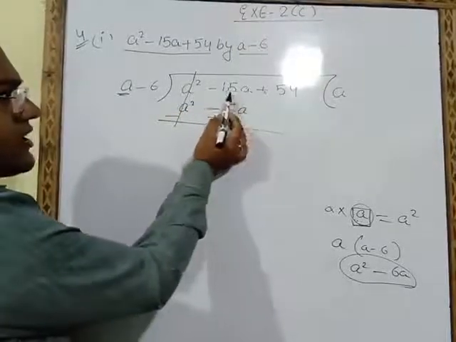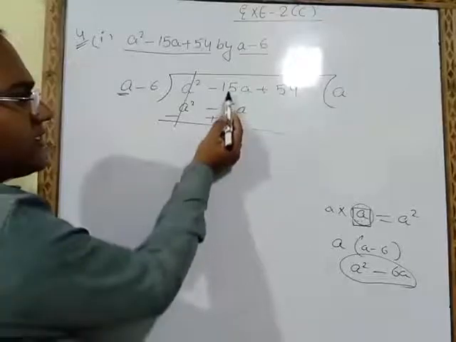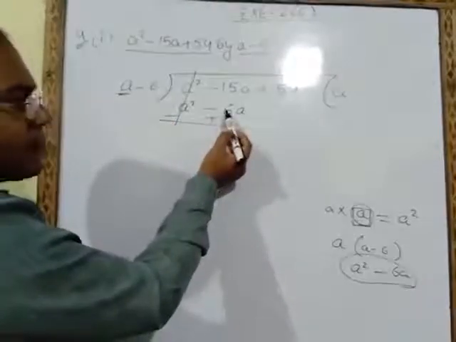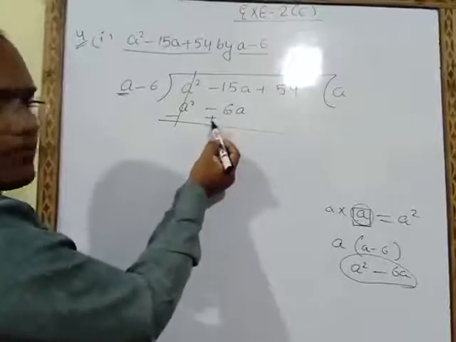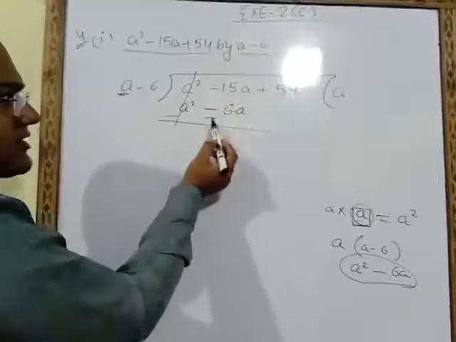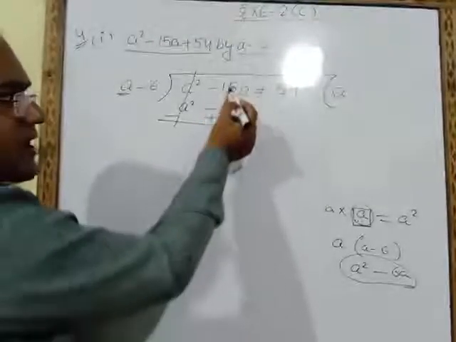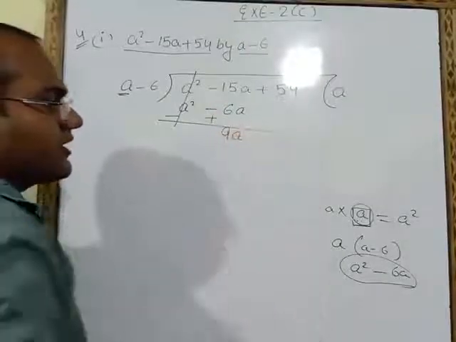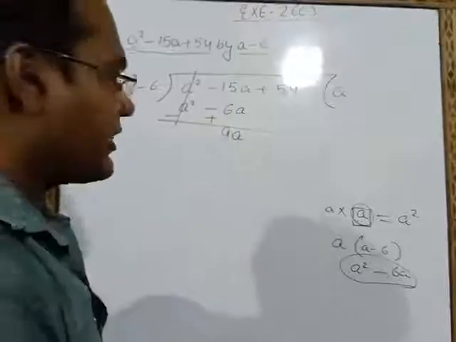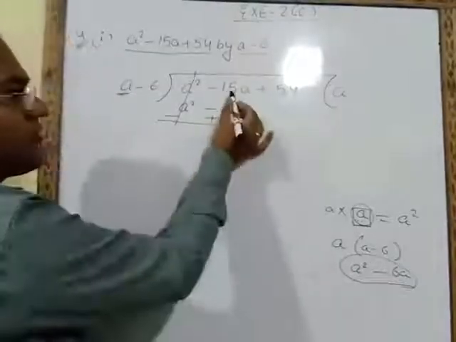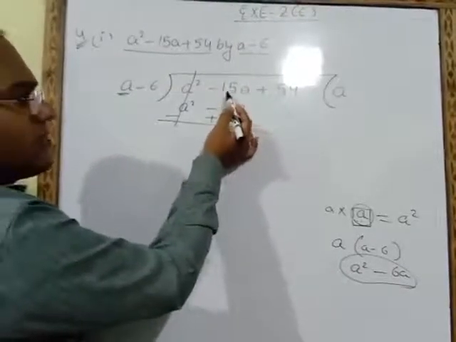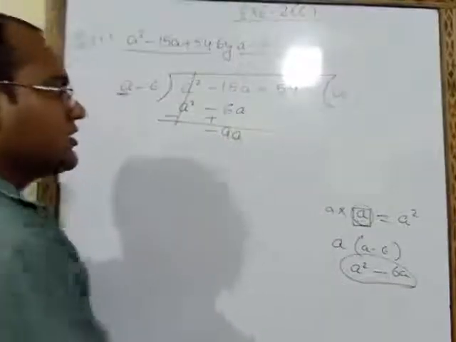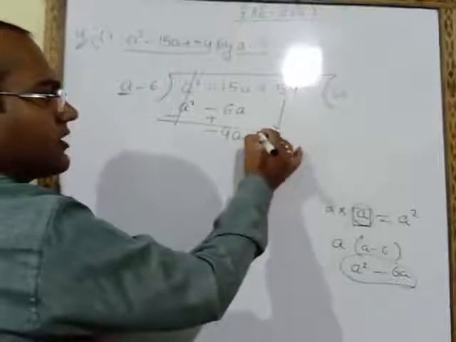Now this 15a and 6a we have to solve. 15a is negative. The 6, earlier it was negative, but now we have made it positive. So this is minus and this is plus. We will subtract these two. On subtracting we get 9a, but we have to put the sign of the greater number. Which one is greater, 15 or 6? 15 is greater and is having minus, so in the answer we put the minus sign. Now this plus 54 we will bring down.